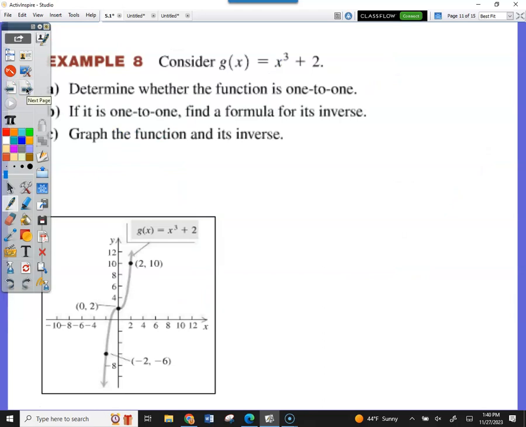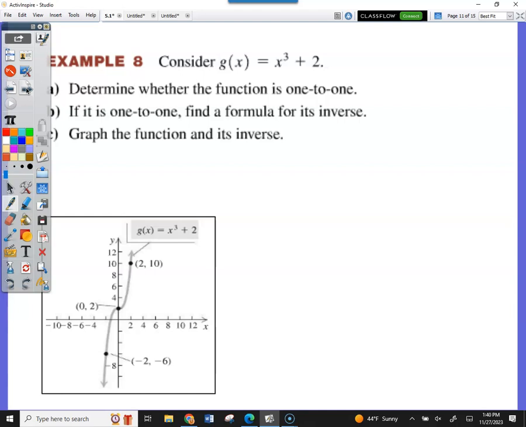Consider g of x equals x cubed plus 2. It says determine whether it's 1 to 1. If it is 1 to 1, what's the formula for its inverse, and then graph it.